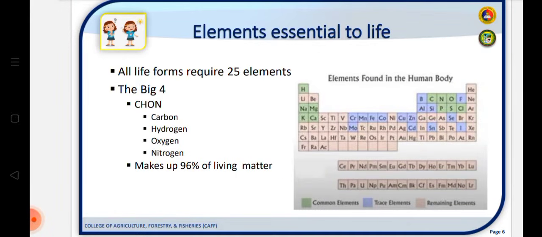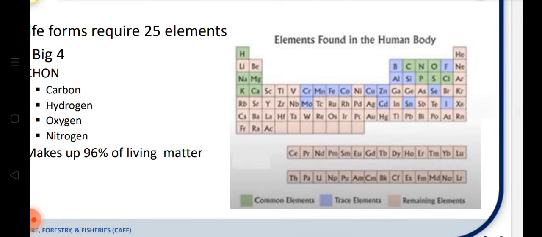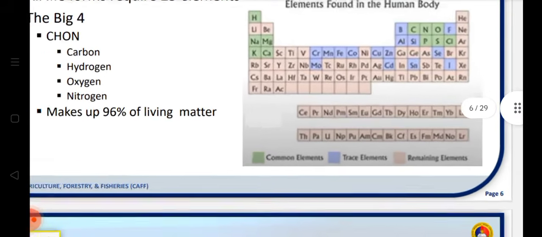Next, we have elements essential to life. All life forms require 25 elements. These are the elements found in the human body. But remember, we have the big four. Like I said, in organic chemistry, we have the big four, CHON. C for carbon, H for hydrogen, O for oxygen, and N for nitrogen. Take note that this makes up 96% of the living matter.